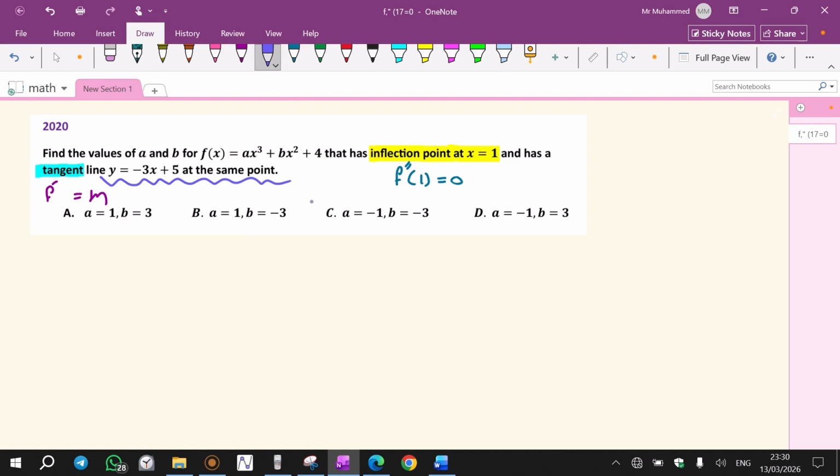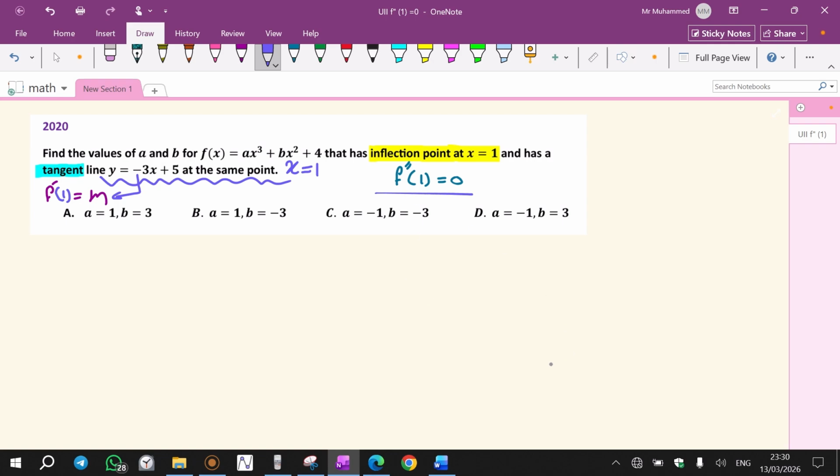It is a weird way to confuse you. Why at the same point? Because they did not write clearly x equal to 1. They just said at the same point. And when you are nervous enough, you cannot see that. Then you'll be confused. You don't know what to put in place of x in the f prime to equalize to slope. Now, f prime of 1 is equal to slope of tangent, and slope of tangent is -3.